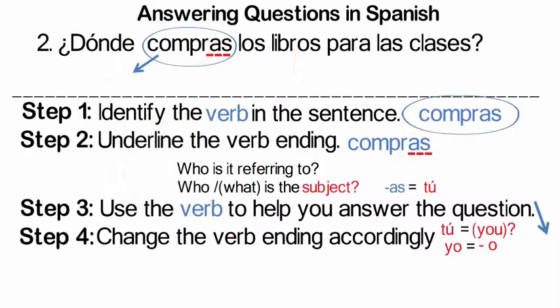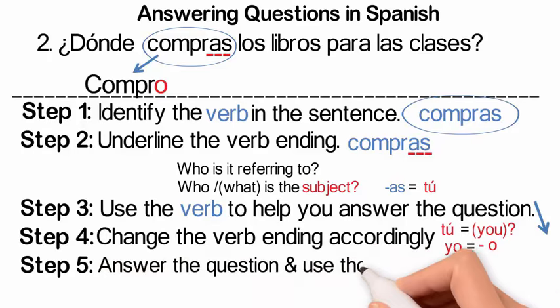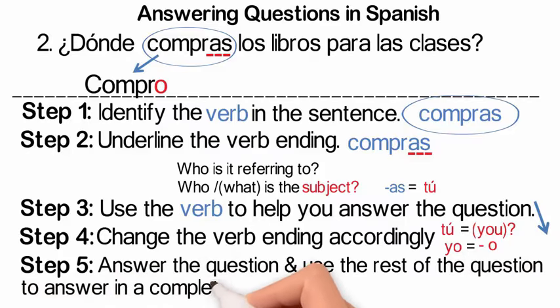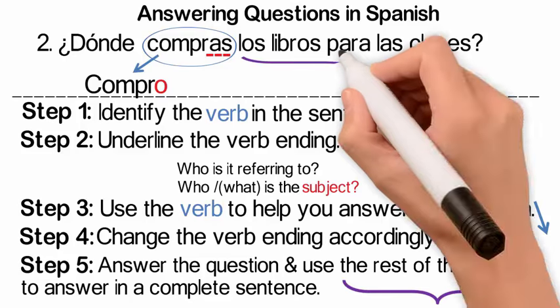And now that you have the most important part of the answer down, your verb with the appropriate ending, you can now go to step 5, making sure that you answer the question. This question asked, ¿Dónde? So you need to answer with a location. Once you have answered that part, you can now use the rest of the information in the question to help you write your answer in a complete sentence.